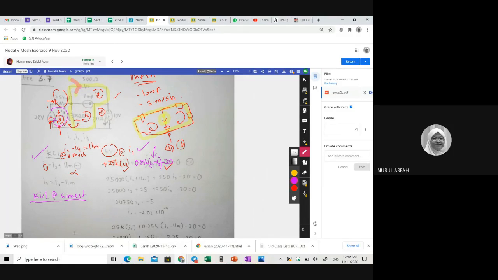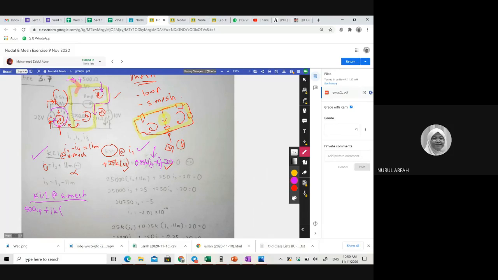Maybe you start from the 500 ohms here. 500 ohms is a passive element, so you should have a positive. What is this current? I4, right? So this is I4, and the current is moving this way. And you have a 1 kilo. Entering a passive element should have a plus, so that's why you have plus here.